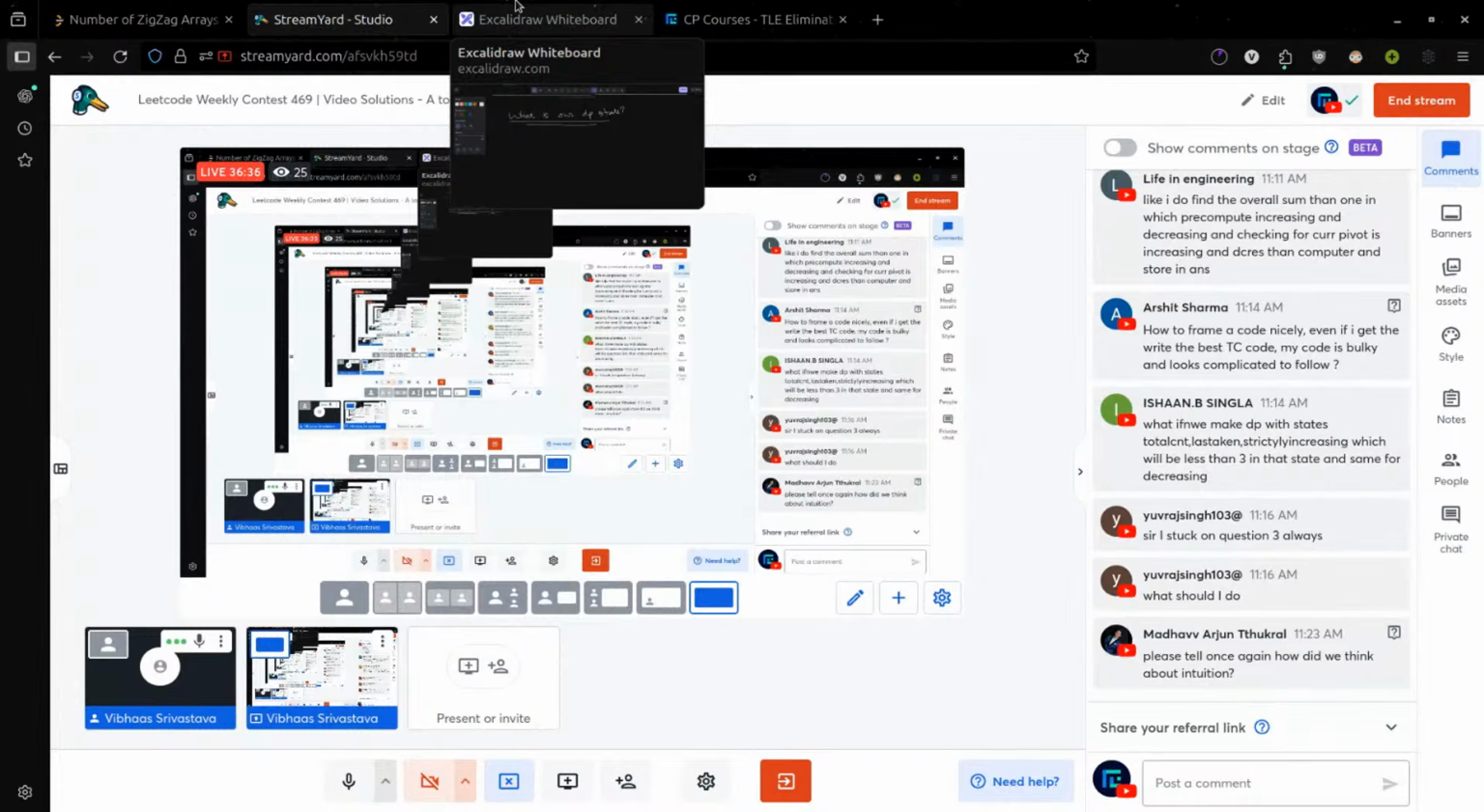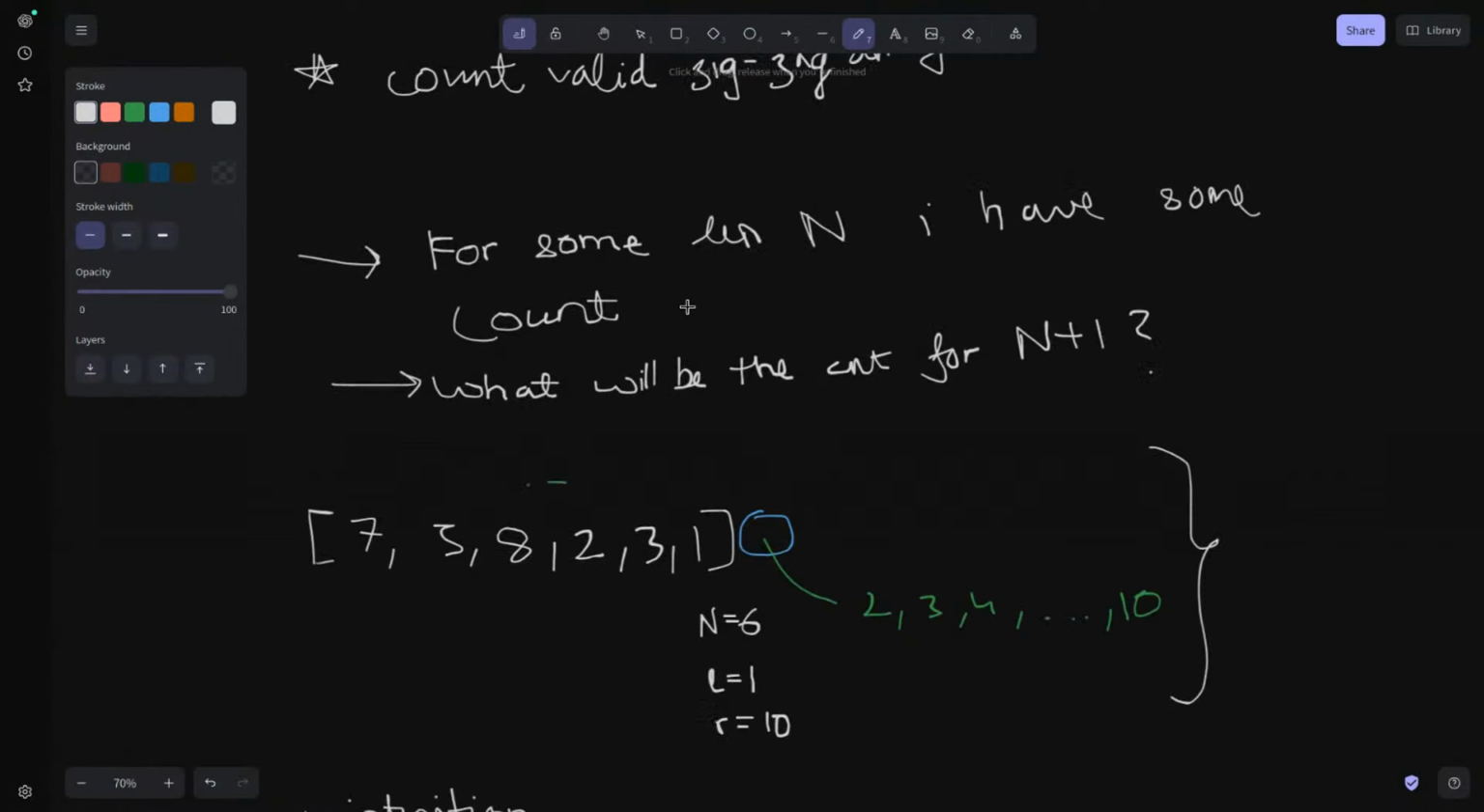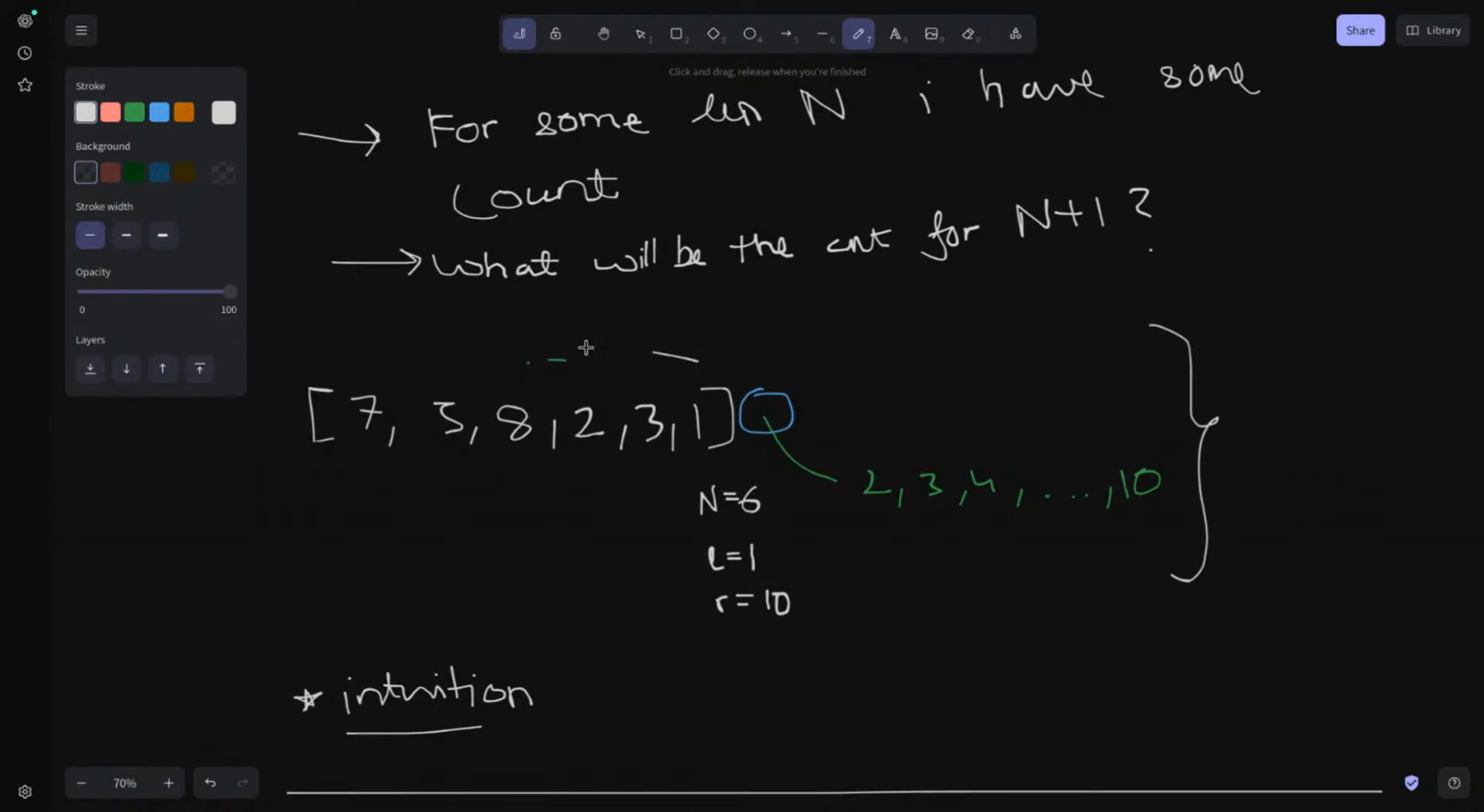Basically the intuition, Madhav, is that if you have a given count for some n, then the next state only depends on what the n plus 1th number being added is, and that's the only thing the next state depends on. That's why we are getting the intuition to do the DP.